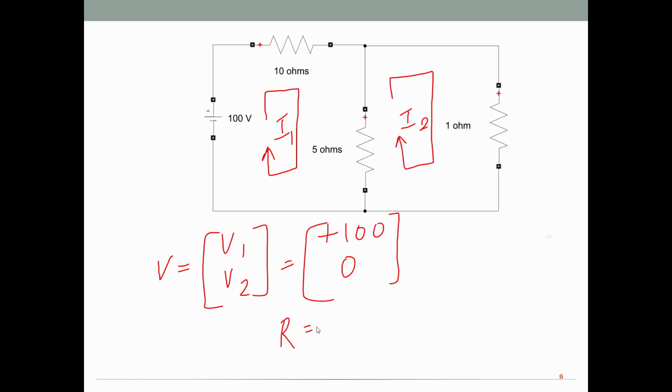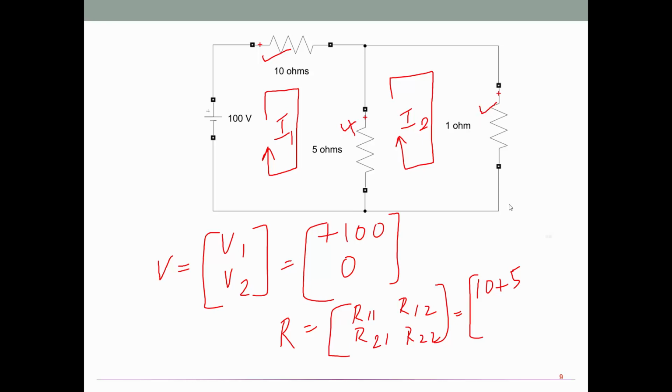Similarly, you calculate R. What is R11? Total resistance on loop number 1. I have one 10 ohm resistor and one 5 ohm resistor. So sum of these two is R11, that is 10 plus 5. Similarly, considering second loop, I have two resistors, namely 5 ohm resistor and 1 ohm resistor. So take down 5 plus 1 for R22. Then we concluded diagonal elements.